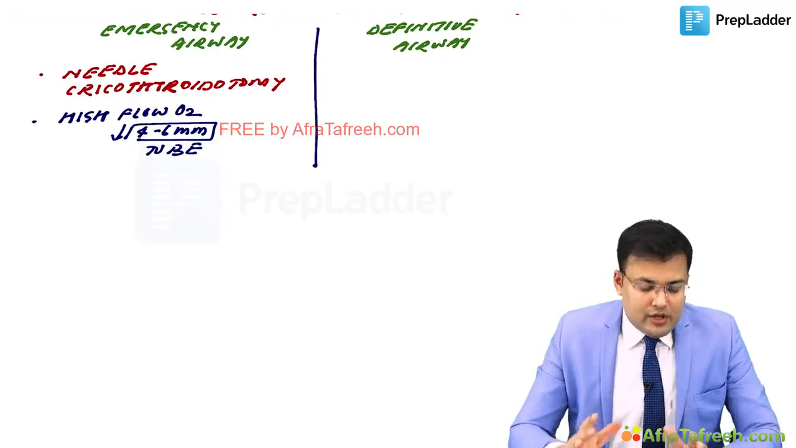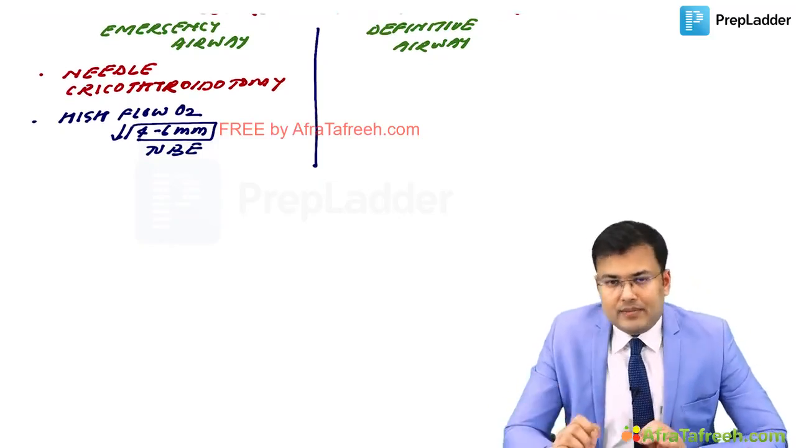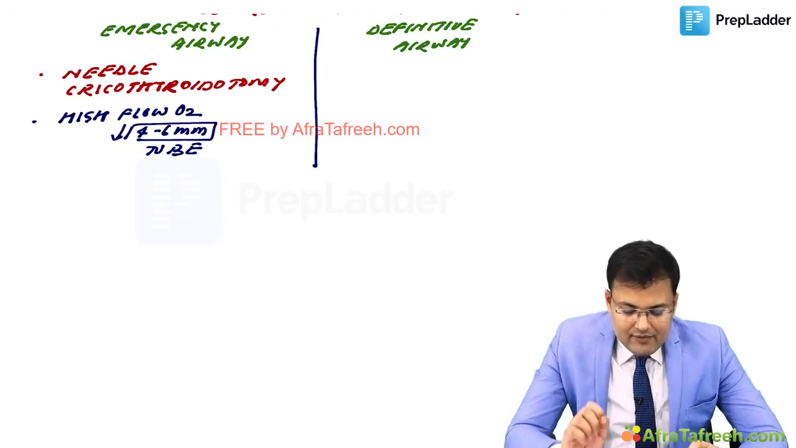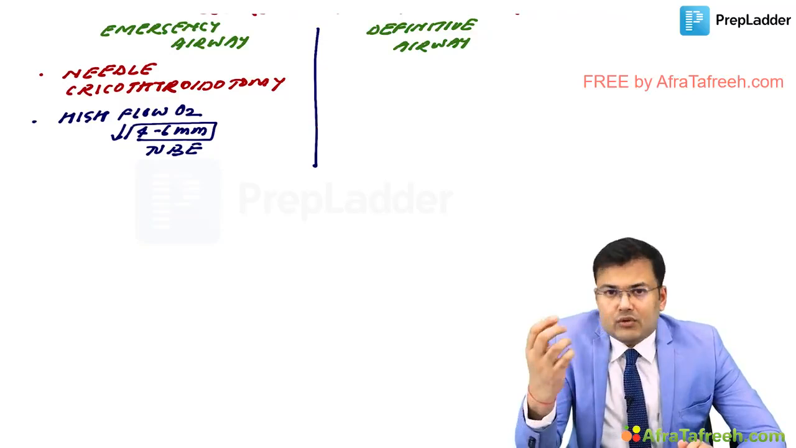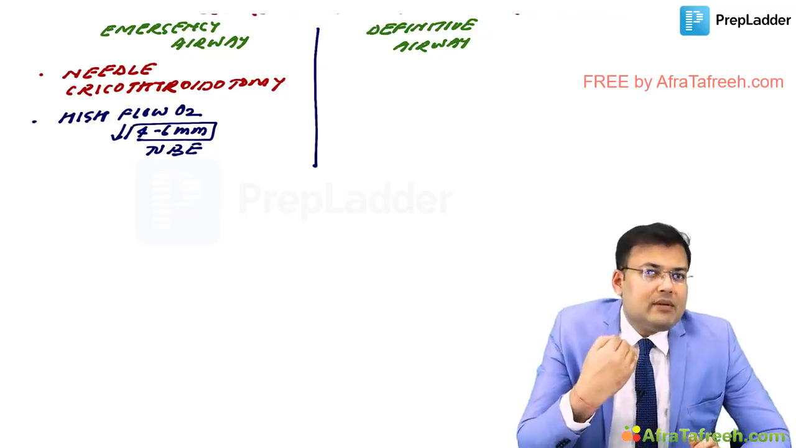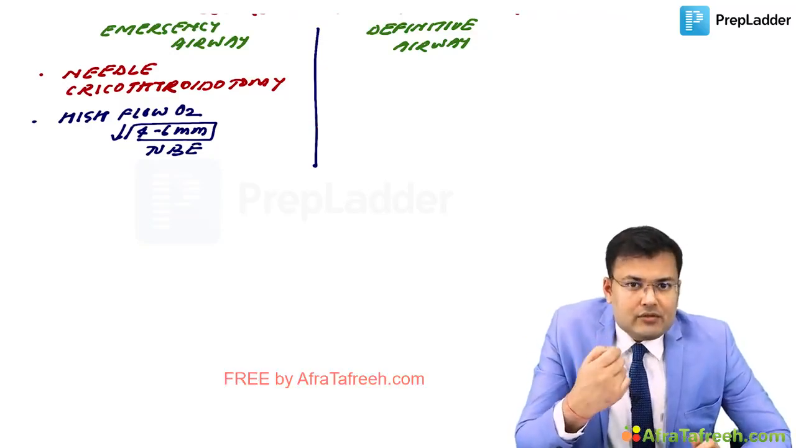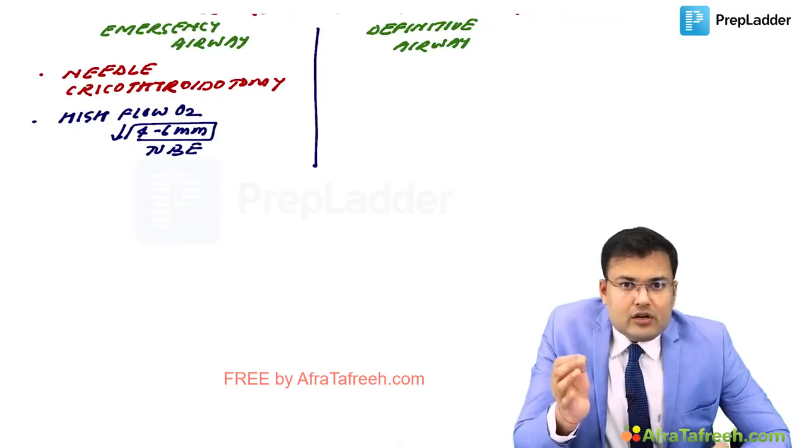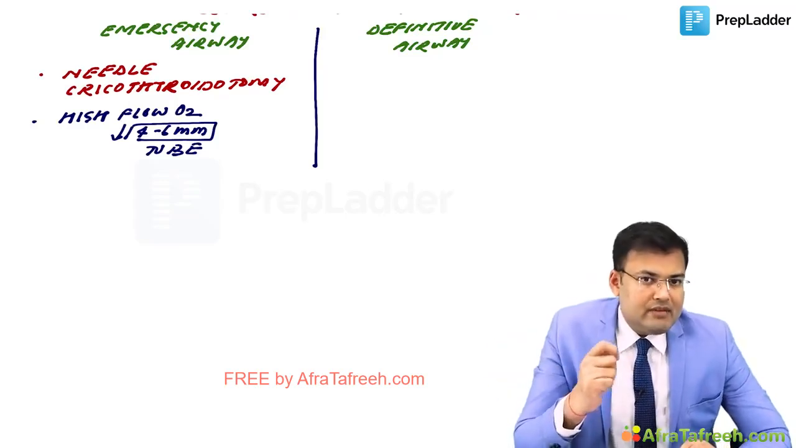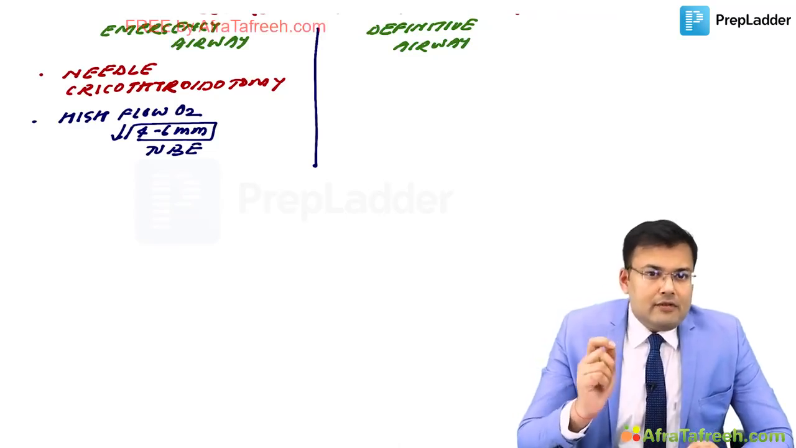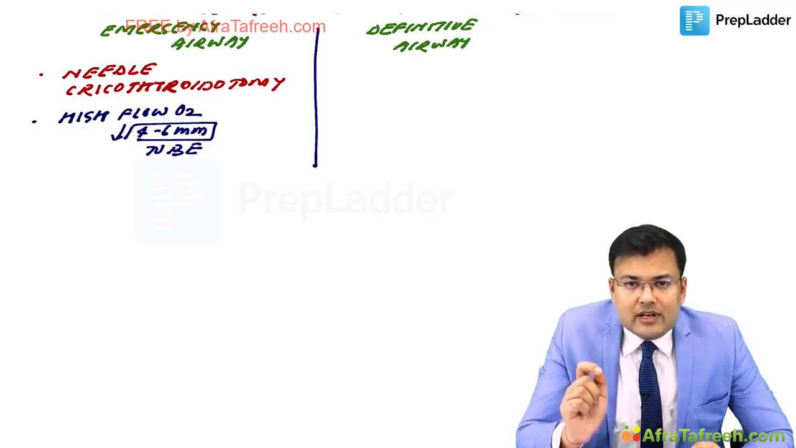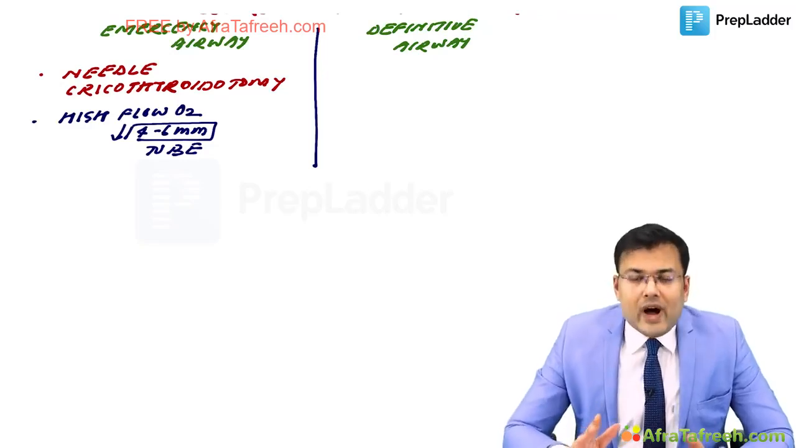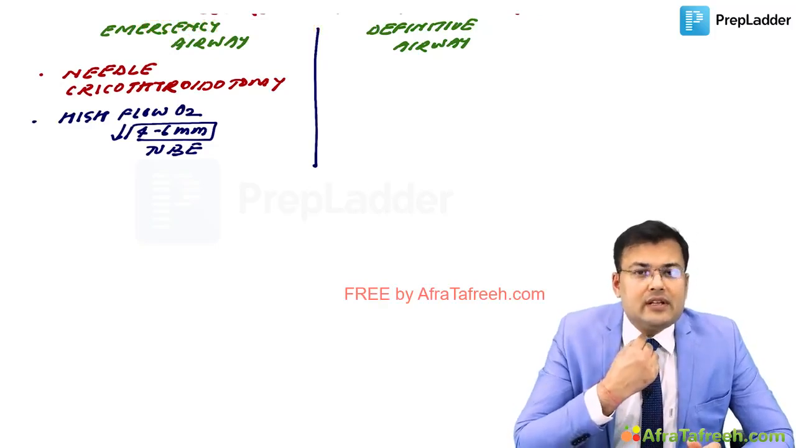But what is the problem? You cannot use this for a prolonged period. Suppose needle cricothyroidotomy is being used for 20 to 30 minutes. What is the problem? The patient will have CO2 retention. This is one of the biggest disadvantages. You cannot use it for long duration. Second, we should not perform needle cricothyroidotomy in children less than 12 years of age. Why? Because in these children there is increased risk of subglottic stenosis.